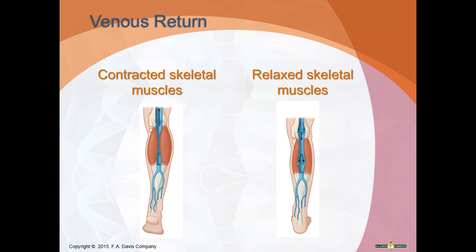So as we walk and as we move, the muscle pump puts pressure on the veins and moves the blood up. And as it goes up from valve to valve, it doesn't go backward because the valves close, and it causes the blood to only move forward or upward. So this shows contracted skeletal muscles and relaxed skeletal muscles.